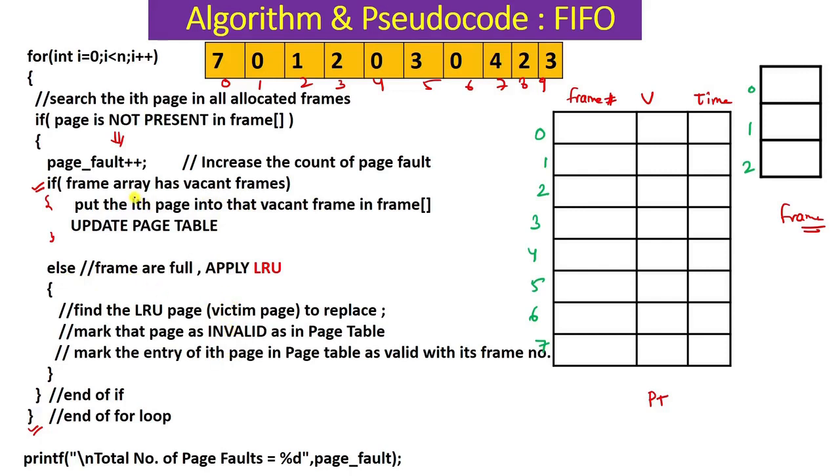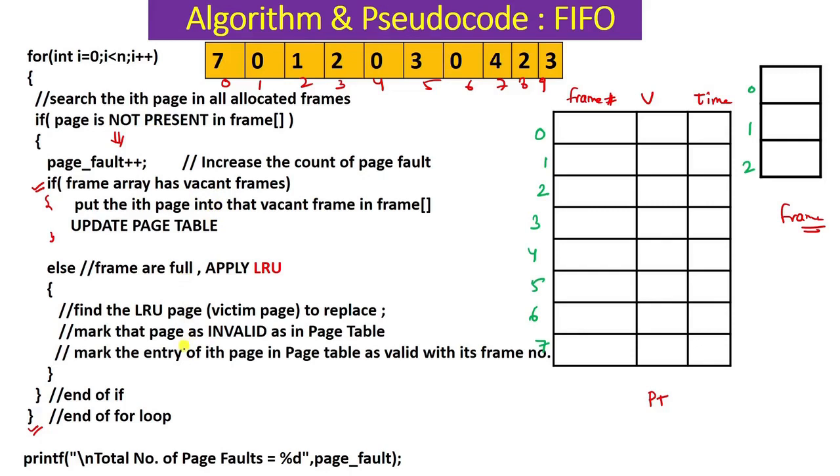Okay, so either the if or the else will work. Then go to the next ith page and check if it is in the frame array or not. That means with the help of the page table we'll get to know. If not, increase the page fault, check if frames are available, then do this thing.